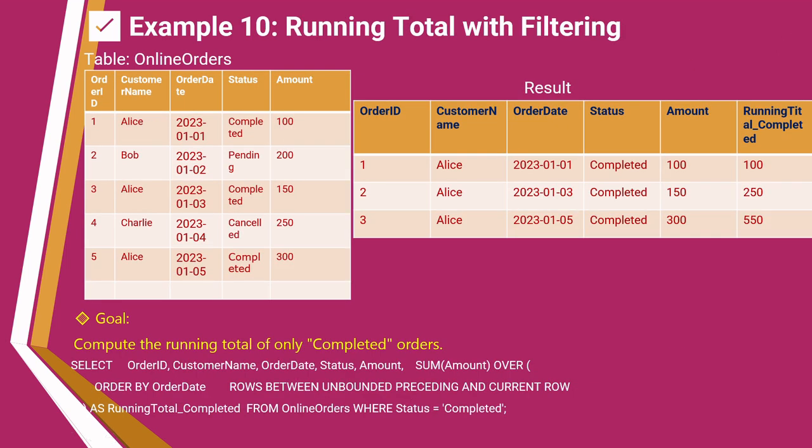Sometimes we only want to calculate running totals for a filtered set of data. In this case, we use a WHERE clause to include only orders with the status completed. Then we apply the SUM window function just over that filtered result. This is perfect when measuring confirmed revenue or valid transactions.